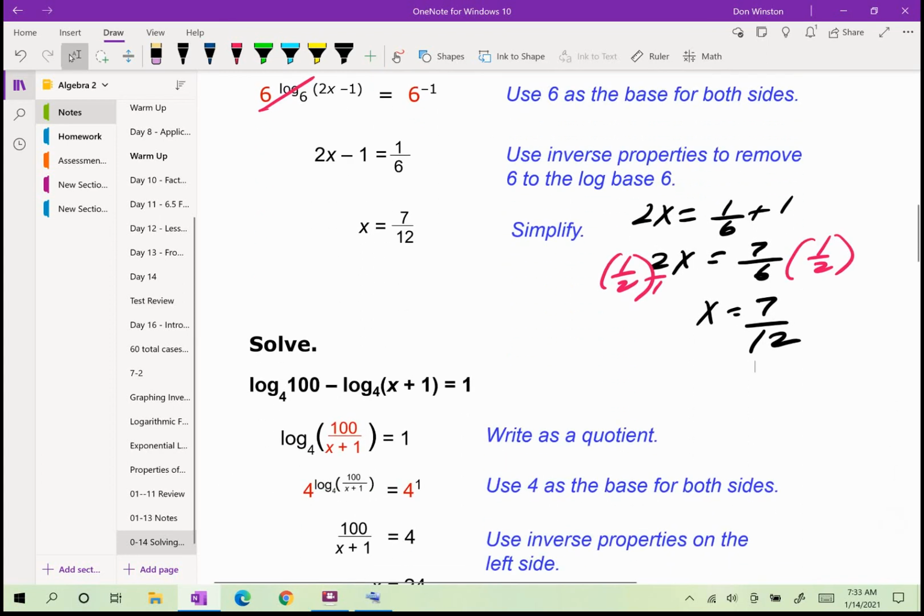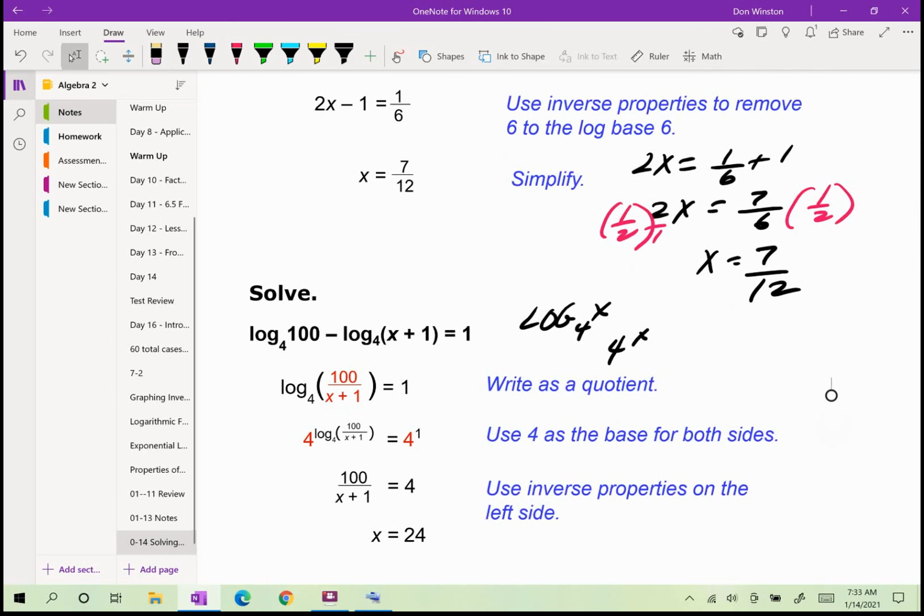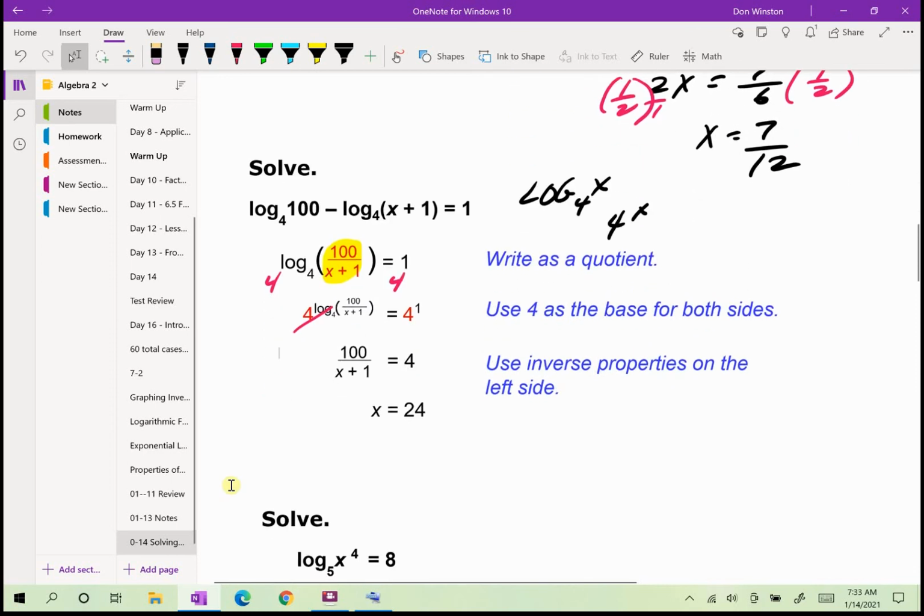Here I have log base 4 of 100 minus log base 4 of x plus 1 equals 1. Again, the inverse of log base 4 of x is 4 raised to the x. So we have to combine this as one log. We use the quotient property: 100 divided by x plus 1. And then we say 4 raised to both sides. So that undoes the log. We have 100 over x plus 1 is equal to 4.